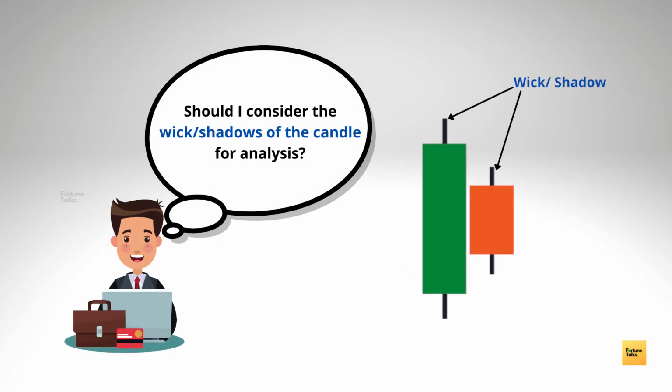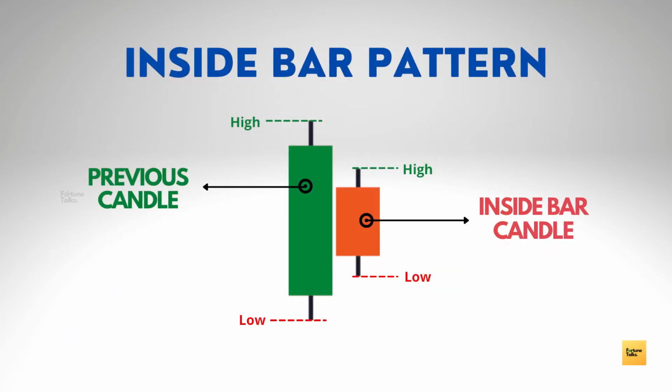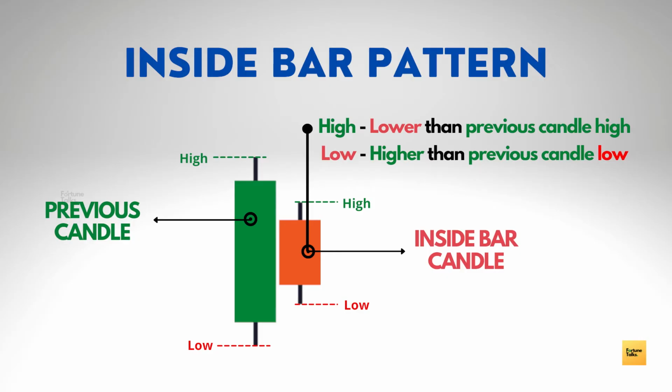Most often, traders have confusion around the wicks or shadows of the candlesticks. To clear this up from the start, the inside bar takes into account the candlestick's shadows or wicks also. This means that the high and the low, including the wicks of the inside bar candle, must be within the high and the low of the previous candlestick. To simplify this even further, an inside bar must have a high that is lower than the previous candle's high, and it should have a low that is higher than the previous candle's low, including the wicks.